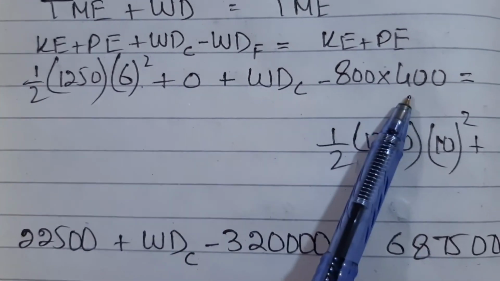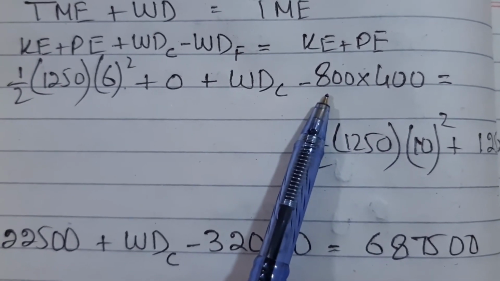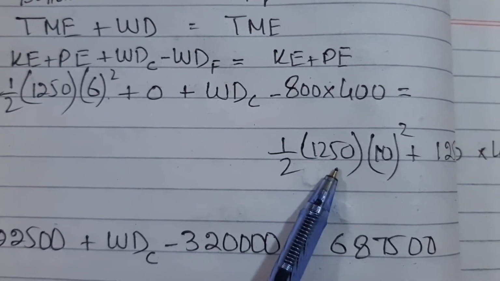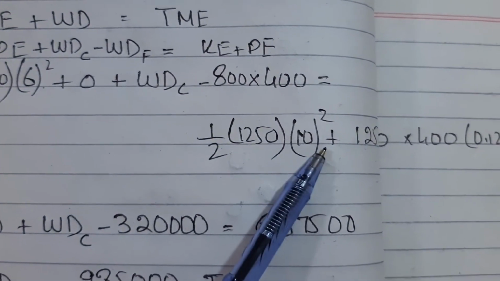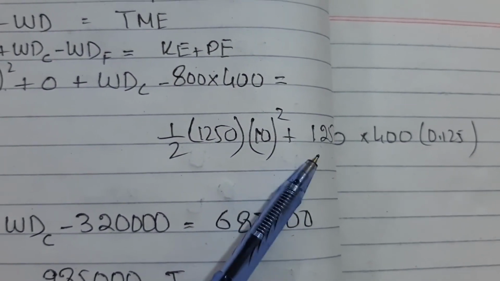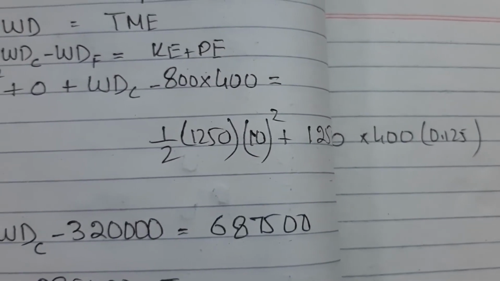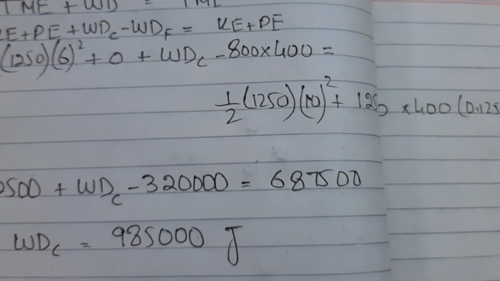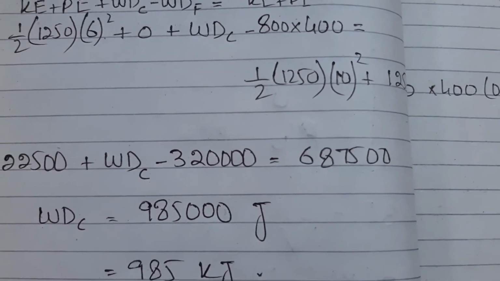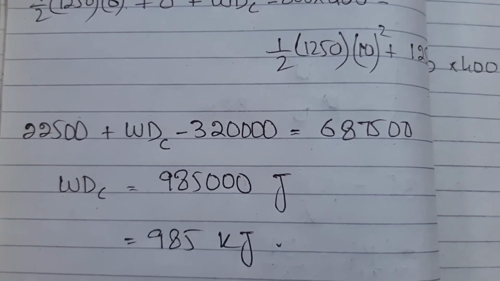Work done by the force of friction is distance into force. And kinetic energy is this, and potential energy is this, because the object is going up. I have just shown you how we calculated this. So I'm just substituting the values here. After that I'm using simple algebra calculation, and I found the work done by the car is this.